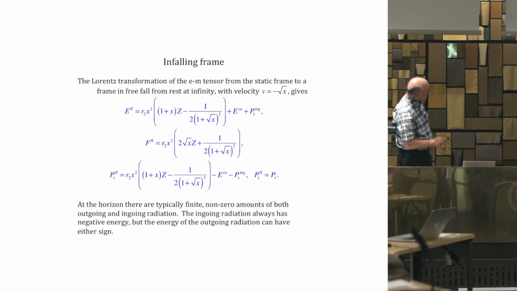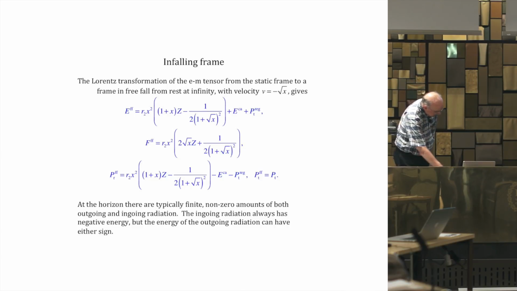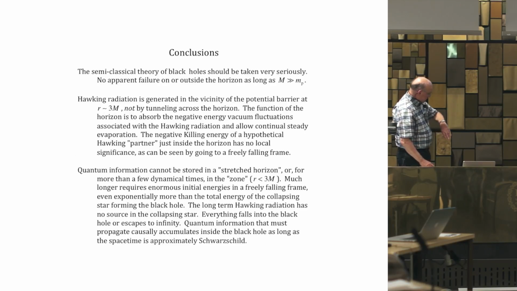Okay, so my conclusions then are that, well, I think the semi-classical theory should be taken very seriously. There's no obvious reason why it can break down, as long as the black hole mass is large compared to the quantum mass. The Hawking radiation is, as I said, generated in the vicinity of the potential barrier around R equals 3M, not by tunneling across the horizon.